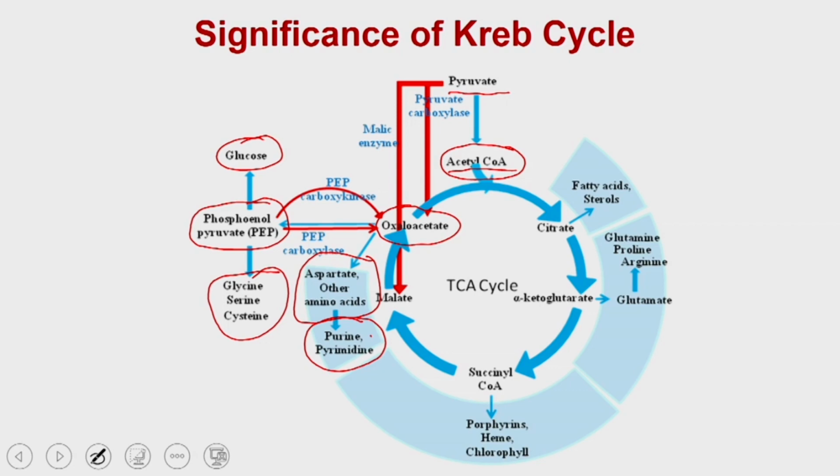Similarly, what you can see is that the citrate synthesized in the Krebs cycle is utilized for the biosynthesis of fatty acids as well as sterols. Similarly, the alpha ketoglutarate is used to synthesize glutamate, and the glutamate ultimately produces different types of amino acids, which are glutamine, proline and arginine. And what you can see also is the succinyl CoA.